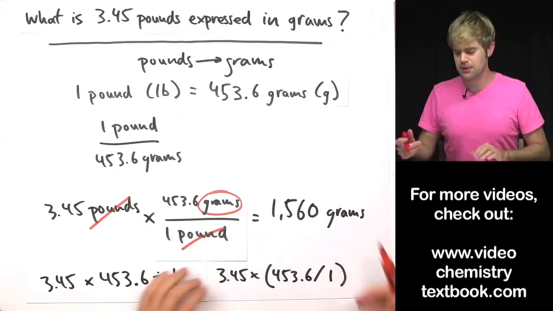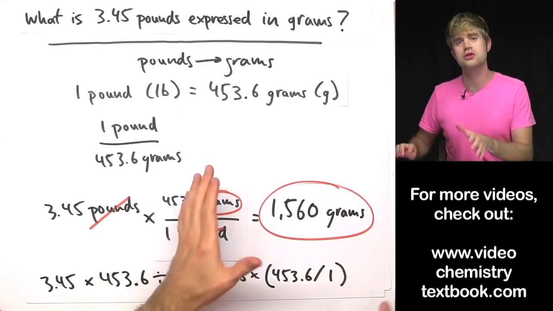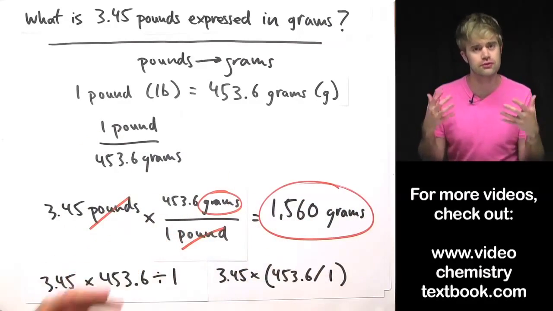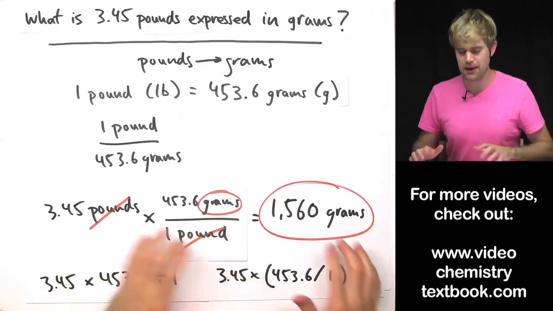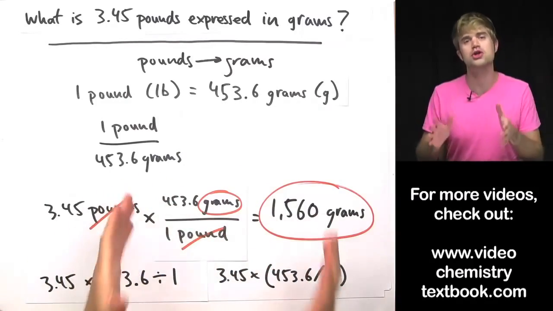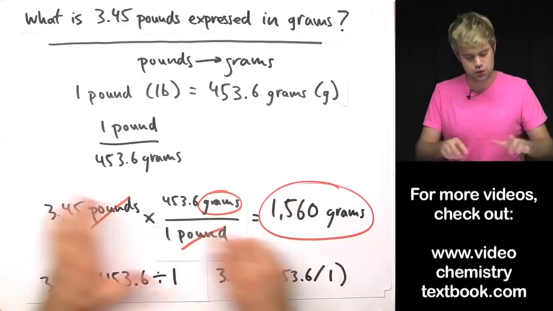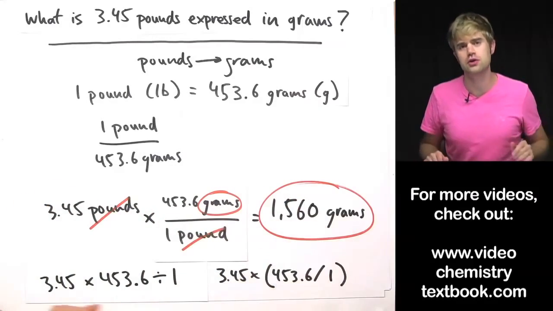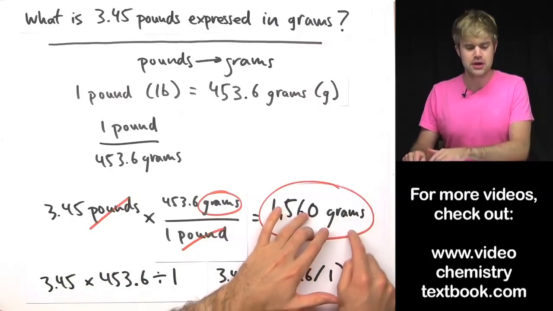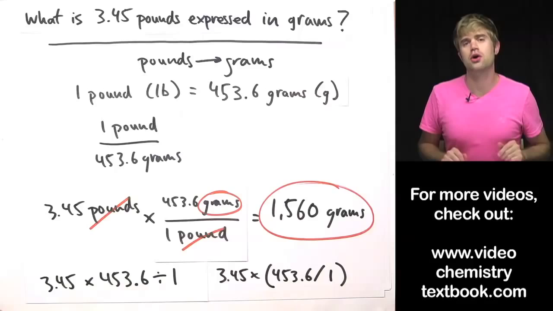I'm not worrying too much about significant figures when I'm doing these unit conversions, just for this lesson, because I don't want to add another thing in here to confuse you. There'll be a lesson later about how to do significant figures with unit cancellation, but I don't want you to worry about sig figs now, just worry about figuring out how to do the unit conversions. So anyway, 1,560 grams is our final answer. Let's do a couple more.